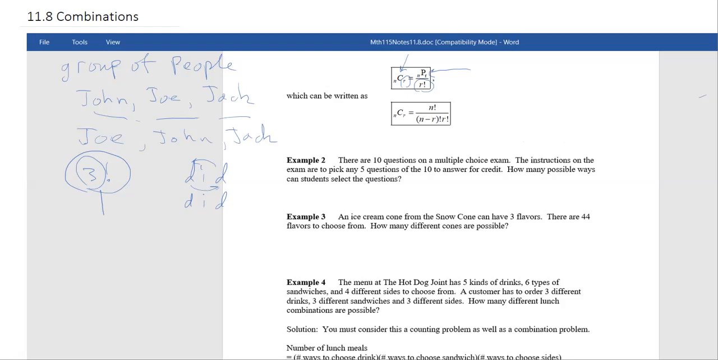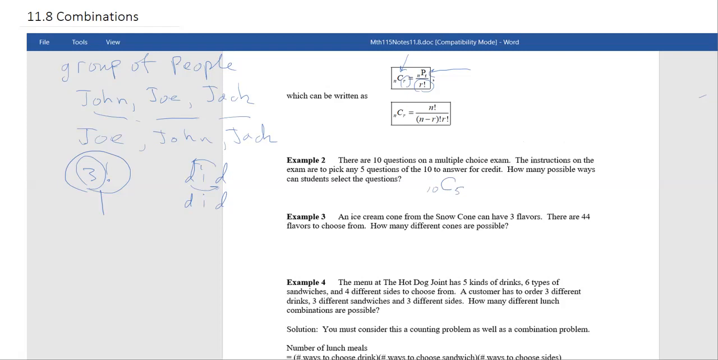So here's our general formula. When you put NPR in its place, which is n factorial over n minus r factorial, you get this. So let's do an example. Number 2: there are 10 questions on a multiple choice exam. The instructions tell the examinee to pick any 5 of the 10 to answer for credit. So we're going to take 10 combinations 5 at a time.